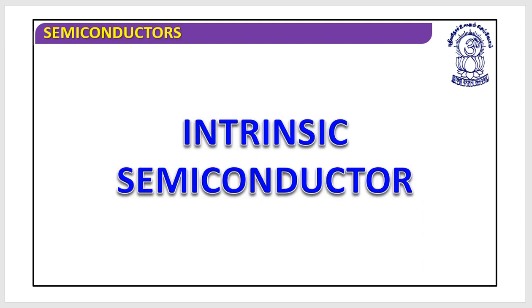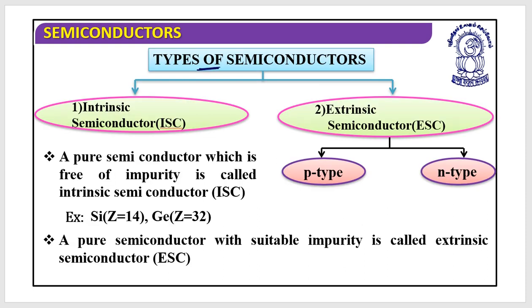In today's class we are going to discuss the two categories of semiconductors. One of them is the intrinsic semiconductor and the other is the extrinsic semiconductor. So let's begin by looking at the types of semiconductors. One of them is the intrinsic semiconductor, and another is the extrinsic semiconductor.